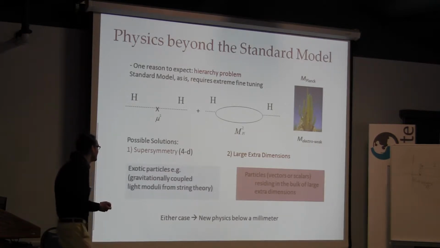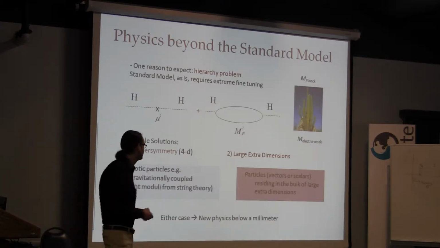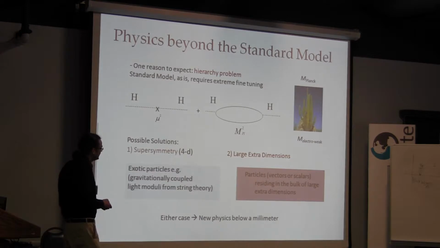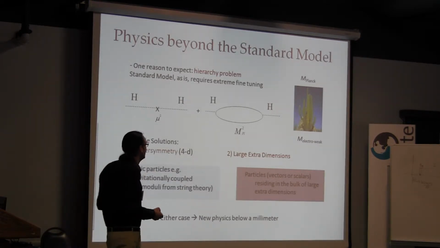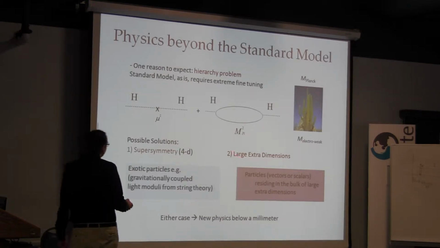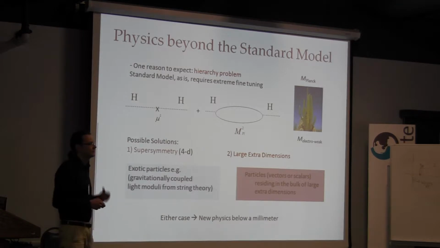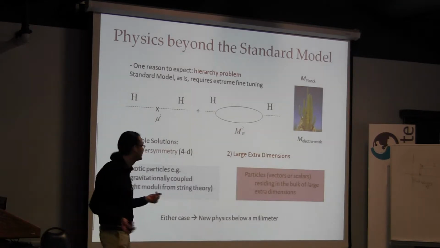The most popular, which is one of the ones being searched for at the LHC, is the idea of supersymmetry. And the more recent idea is that there could be large extra spatial dimensions around. In this case, the fundamental scale of quantum gravity could actually be at a much lower scale, which would eliminate this fine-tuning problem.